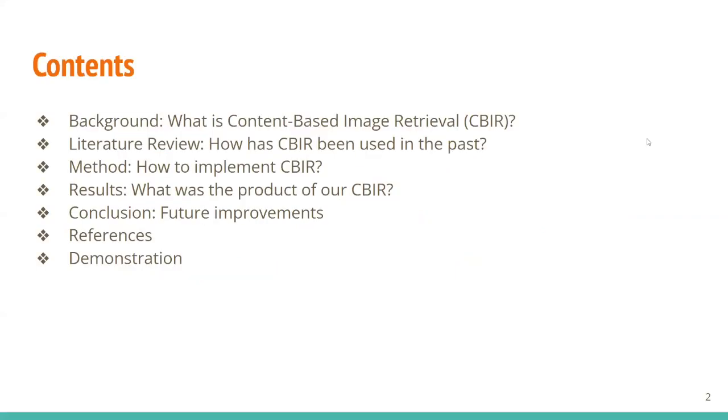Now, here's a brief overview of our presentation. We'll start with some background information on content-based image retrieval, what it is and why it matters. Then we'll move into a short literature review highlighting some common features like color, texture, and shape. Next we'll describe our method, which includes how we implemented CBIR in MATLAB. After that, we'll share some experimental results and retrieval examples. Finally, we'll wrap up with a conclusion, future improvements, and references, followed by a live demo of our framework.